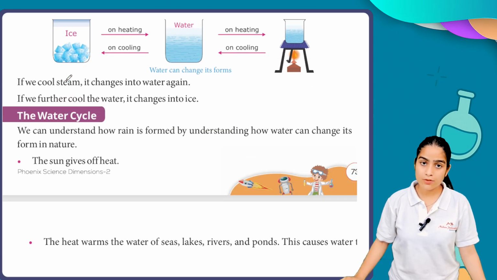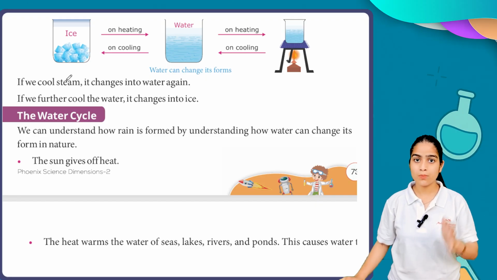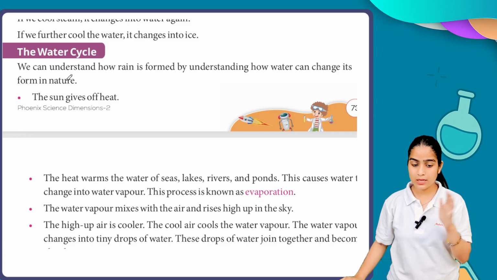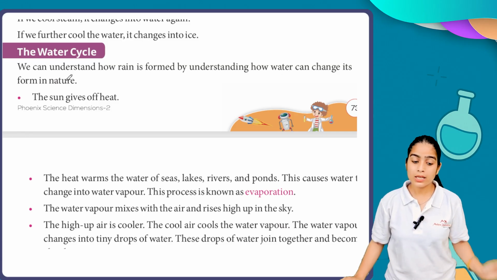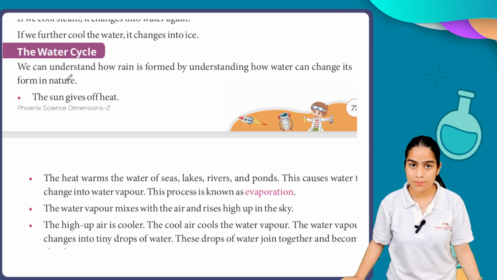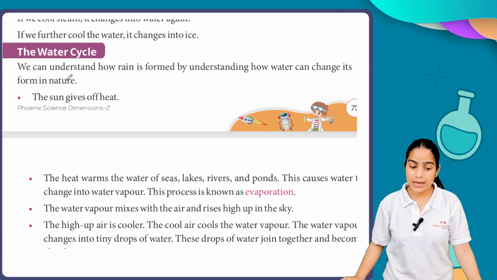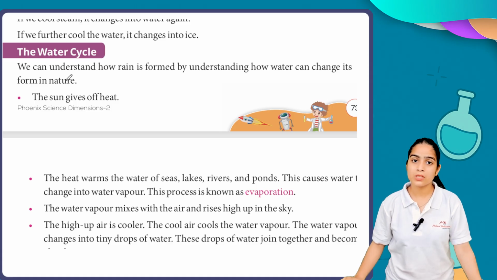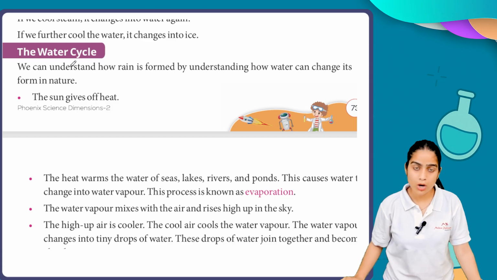The sun gives off heat. You have water in ponds and rivers, and the sun gives light and heat. The heat warms up the water of seas, lakes, rivers and ponds. With the sunlight, the water of seas, lakes, rivers and ponds gets heated up. This causes the water to change into water vapor. With the help of sunlight, the water of seas and lakes is converted into water vapor.